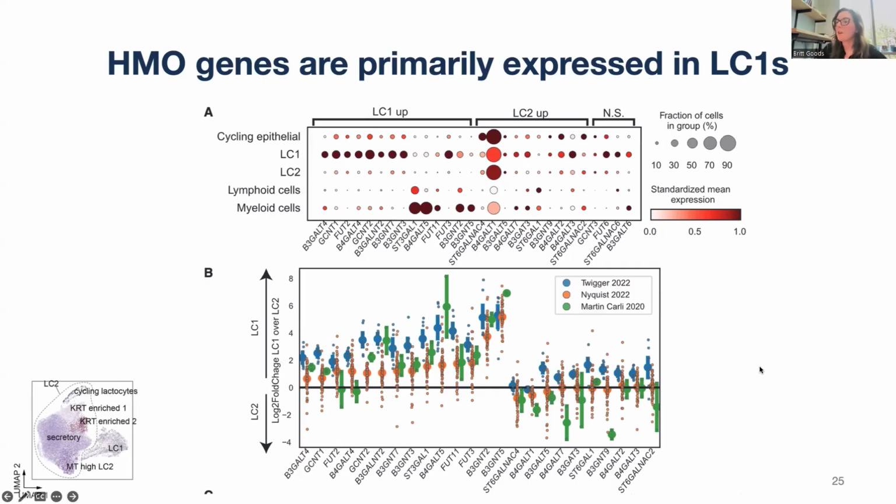Okay, so what we can take away from this is that overall, when we just look at gene expression, this suggests that there are some differences in HMO gene expression between our LC1s and our LC2s, albeit most of the genes are expressed for HMOs in our LC1 population.